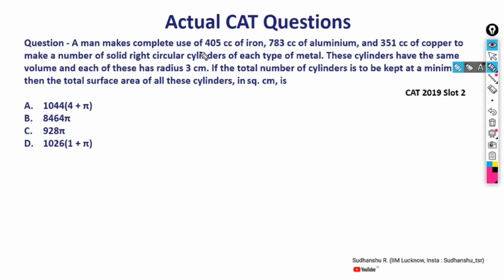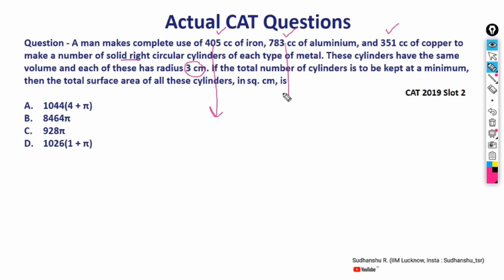A man makes complete use of 405 cc of iron, 783 cc of aluminium and 351 cc of copper to make a number of solid right circular cylinders of each type of material. Now these cylinders have the same volume and each of these has a radius of 3 centimeter. If the total number of cylinders is to be kept at a minimum, so height has to be maximized, right? So then the volume will be maximized and therefore you will have lesser number of cylinders. Remember, we have to keep the volume same.